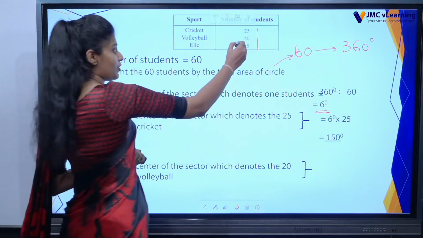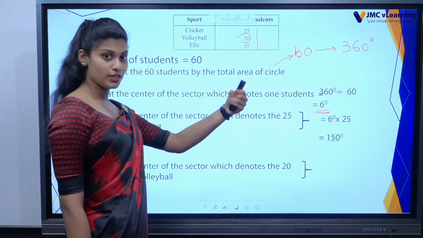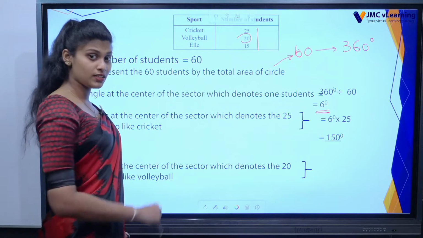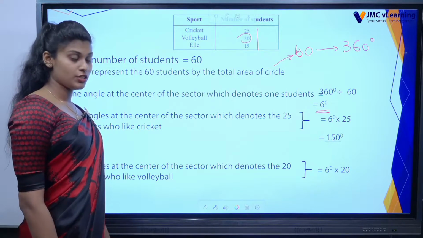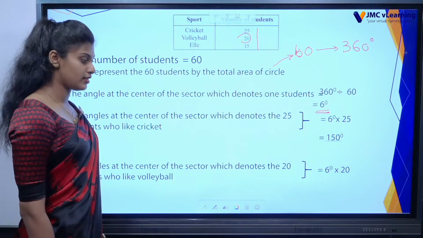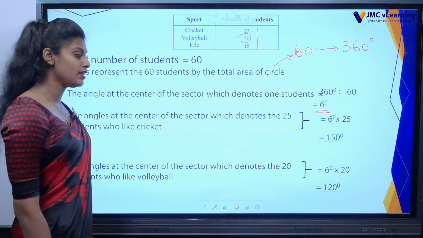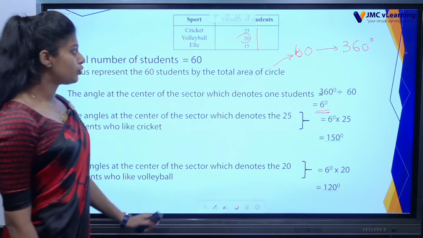For volleyball there are 20 students, and one student is shown using 6 degrees. To show 20 students, what do you have to do? You should multiply 6 degrees by 20. The answer is 120 degrees. Now we have found two sectors.